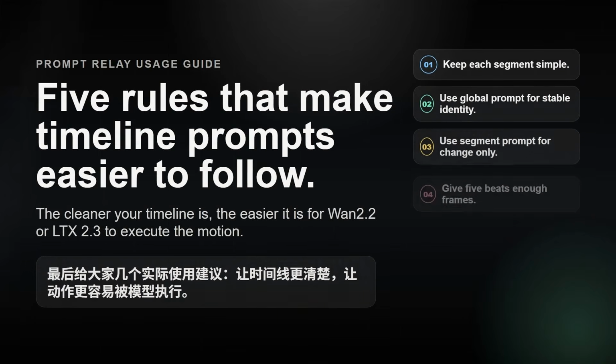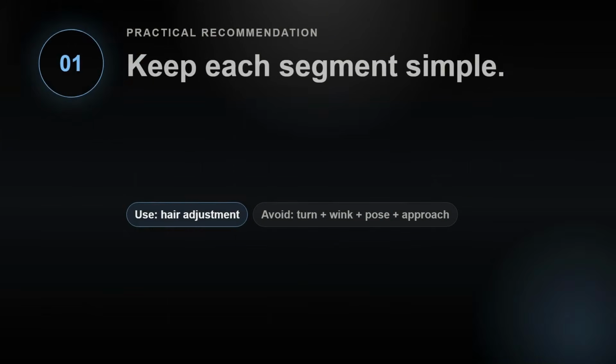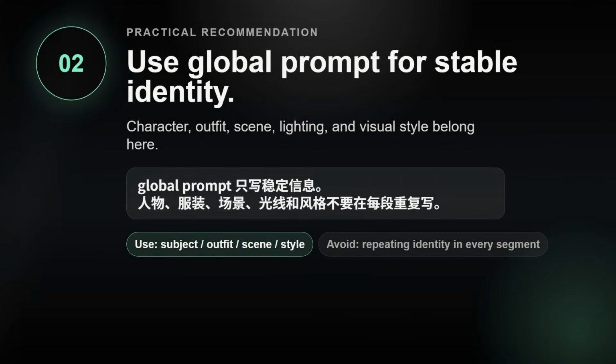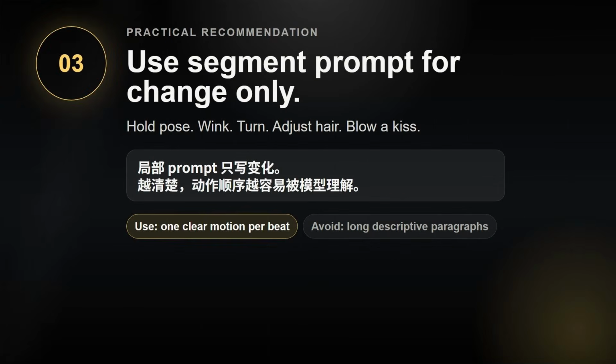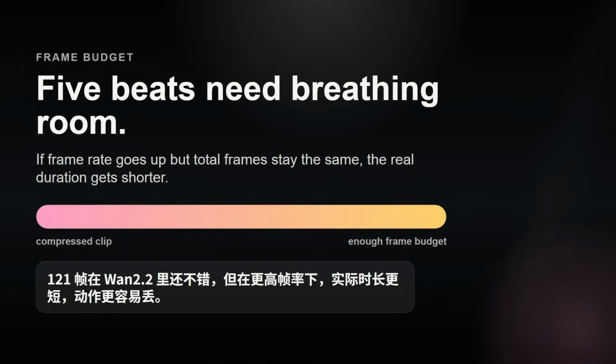Let me give you a few practical tips. First, if you use prompt relay for continuous actions, do not write actions that are too complex. It is best to write only one thing in a local prompt. Second, only write stable information in your global prompt. This stable information refers to the character's appearance, clothing, scene, lighting, and visual style. Only write the changes in the local prompts. Another thing is that if you use the LTX 2.3 model, processing 5 actions is actually quite difficult for it.